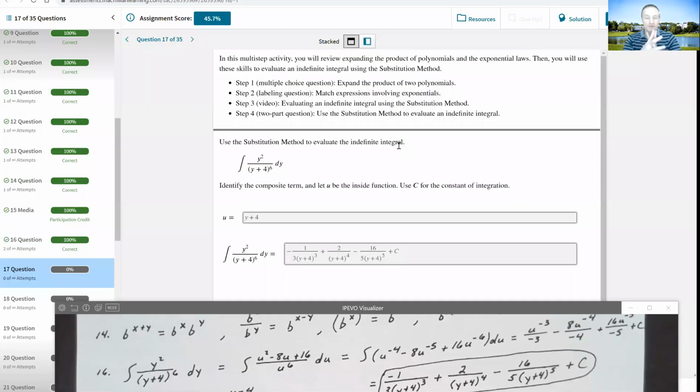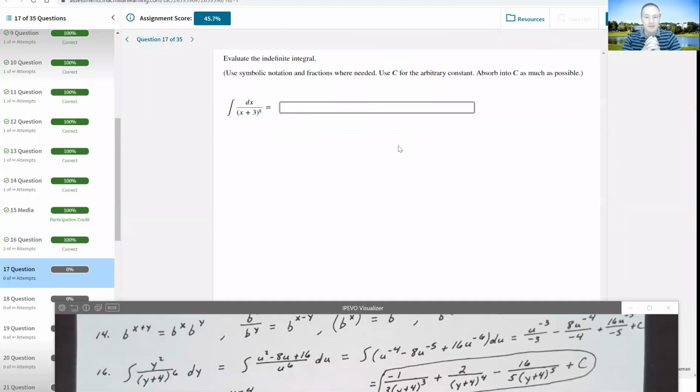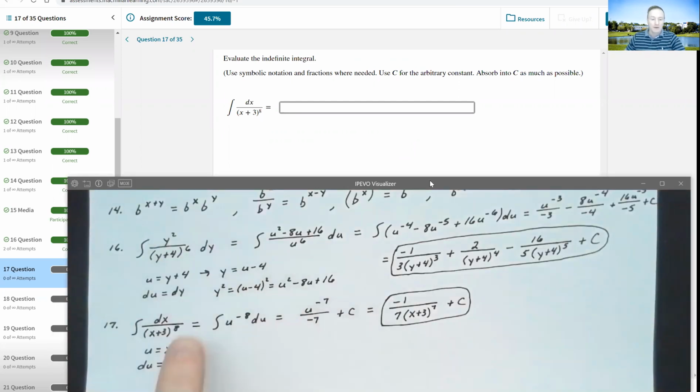Last one for this video I'll be looking at with you is number 17 here. It's a very quick problem. We have the integral of dx over x plus 3 to the 8th. Notice what I did here. I said, okay, let's let u equal what's inside the group to a power. It's the x plus 3. If u is x plus 3, then du is just 1 dx. So I can say the dx becomes du in the problem.